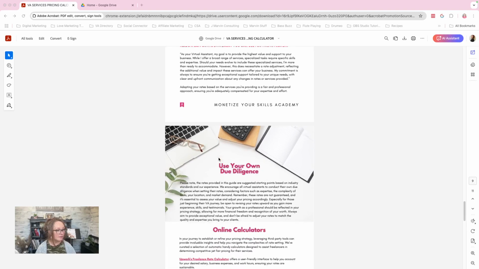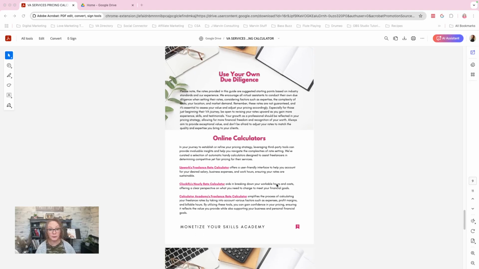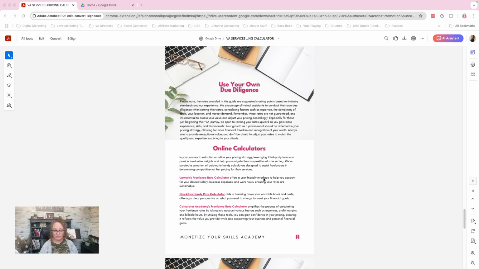And then of course use your own diligence, and there are different online calculators to help you calculate your own rates, okay? And you can plug in the numbers. And I have also created what I'm calling reverse engineering your income to reach your income goals, okay? And if you're interested in that, then just let me know.